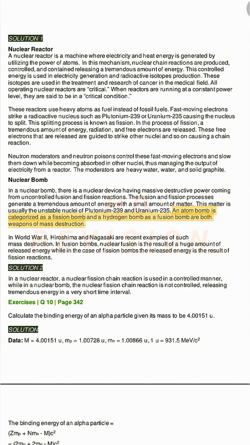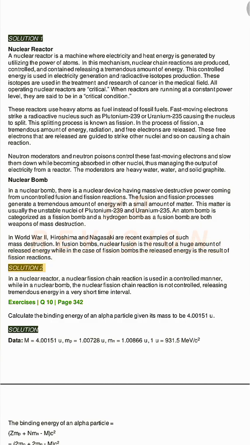An atom bomb is categorized as a fission bomb and a hydrogen bomb as a fusion bomb, or both are weapons of mass destruction. In World War II, Hiroshima and Nagasaki are recent examples of such mass destruction. In fusion bombs, the huge amount of energy released is the result of nuclear fusion, while in the case of fission bombs the released energy is the result of fission reactions.